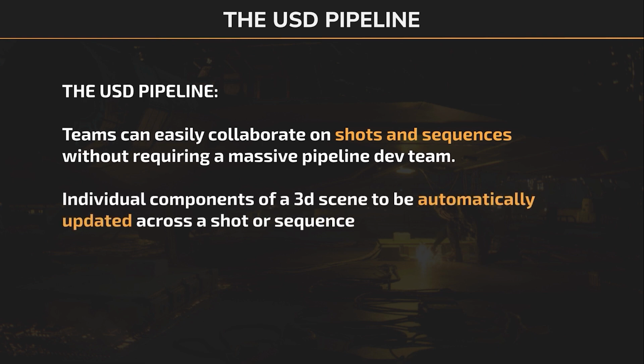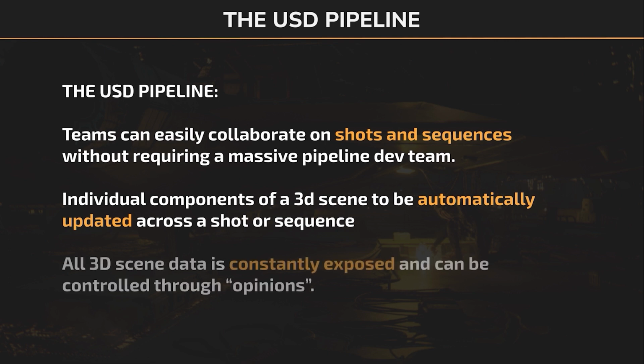The USD pipeline allows for individual sections of a 3D scene to be automatically updated across a shot or a sequence. We can easily push an asset update across a large sequence of shots without needing to hop into every single project file and make an update. The USD pipeline also allows all of our 3D scene data to be constantly exposed and ready for modification. And we can also selectively control what updates we receive to our shot through opinions.